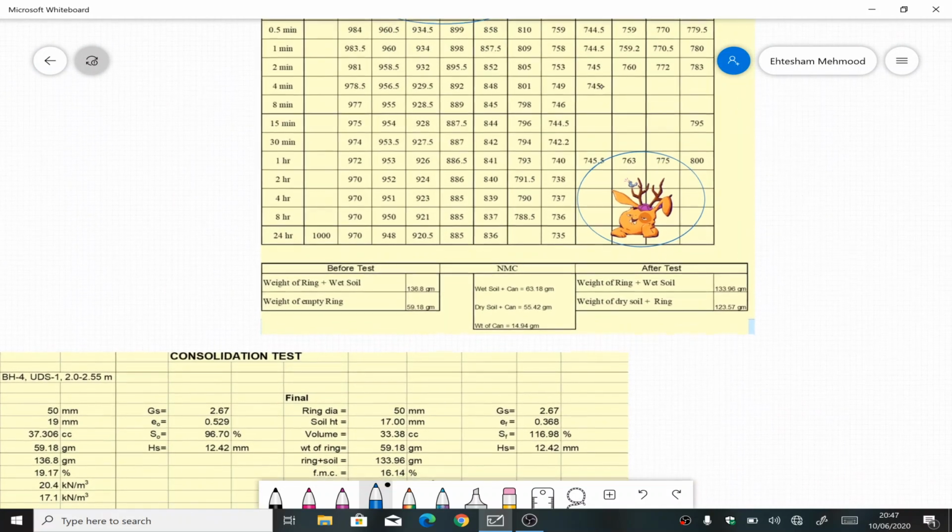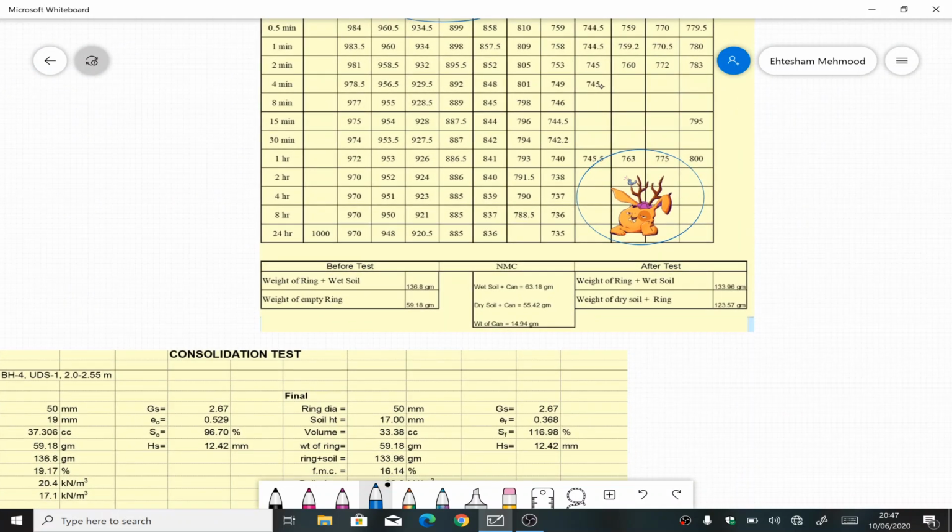So after this, and also added to it, we also need to note the weight of the ring plus weight of the soil, and then weight of the empty ring. So in this way we can find out the weight of the wet soil. And at the end of the test, once all the loading and unloading has been done, you will take out the soil specimen along with the ring and put it in the oven for moisture content determination, and then we will find out the natural moisture content.